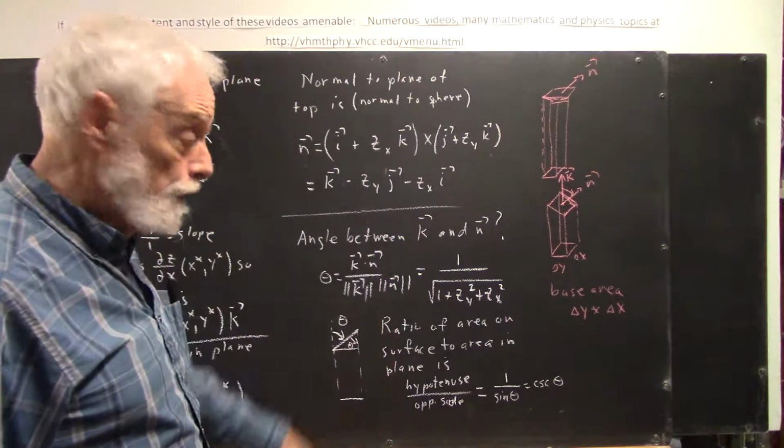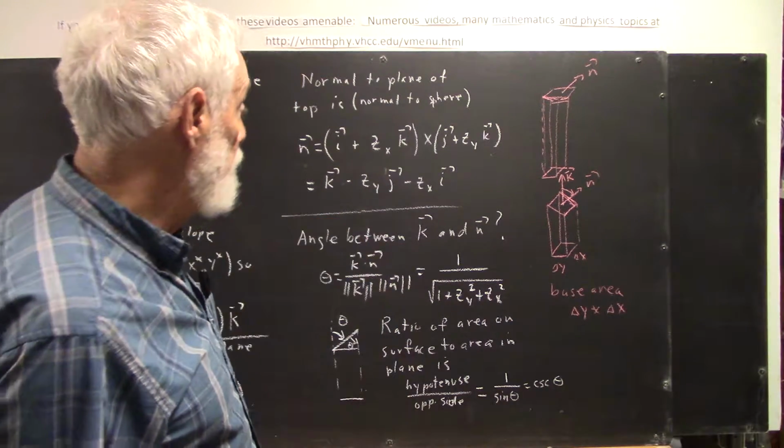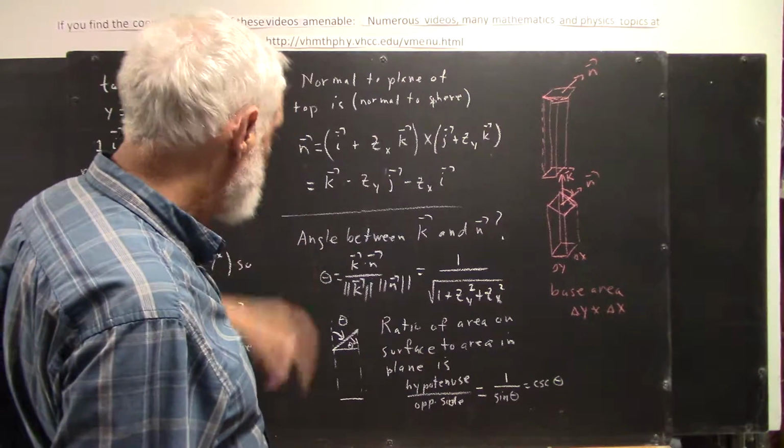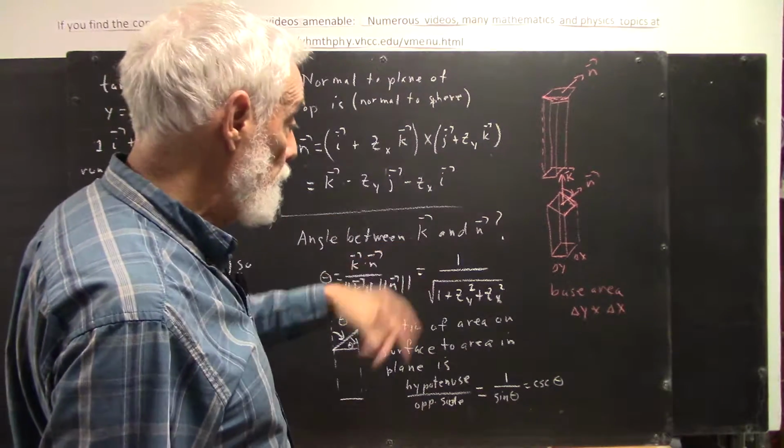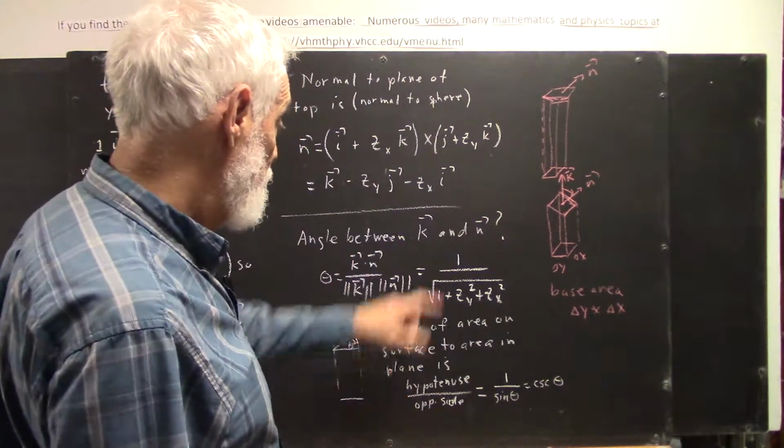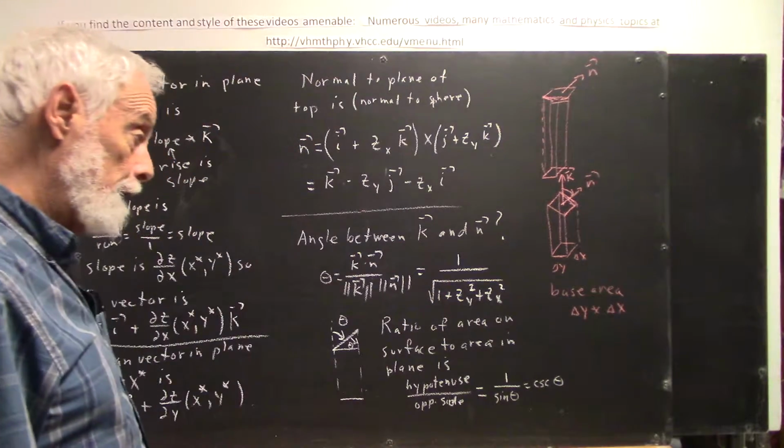Magnitude of k is a unit vector, it's 1. K dot n, okay, here's n, dot that with k, what do you get? You get 1. You see that yourself, okay?